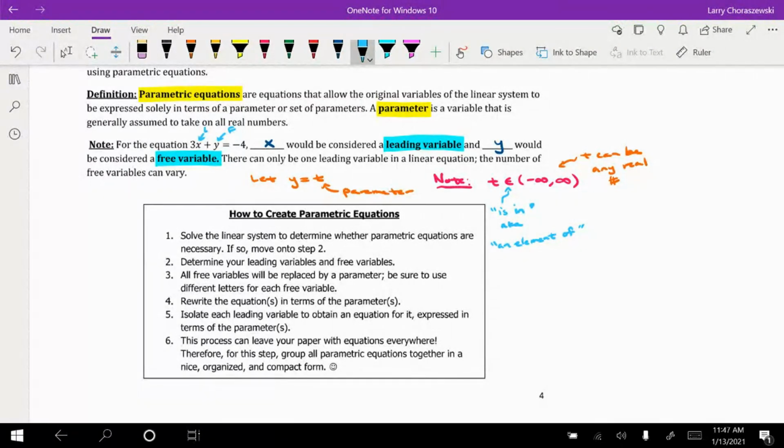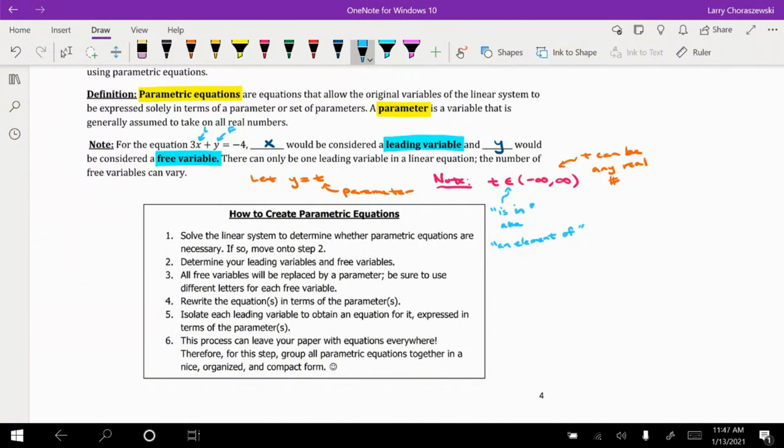Number 4, you rewrite the equations in terms of the parameters. So what happens is once you define your parameters, there's going to be a way of expressing your leading variables in terms of those parameters that you've defined. So 5 is something I just touched on by saying that. Isolate each leading variable to obtain an equation for it. This will be expressed in terms of the parameters.